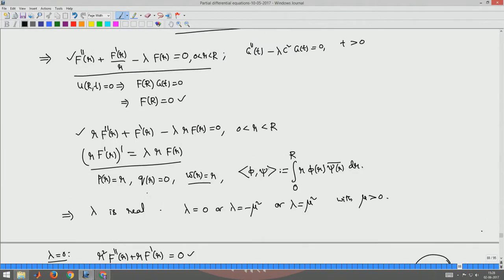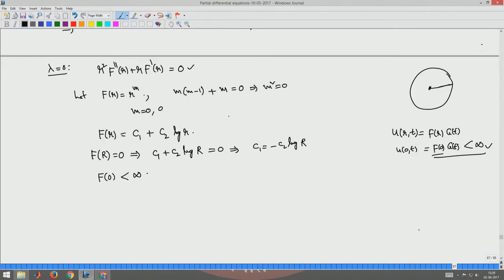So one boundary condition is this, and because r is the singular point, you can give other boundary conditions. This is boundary condition 1, and the other boundary condition is f at 0 and f dash of 0 are finite, because r equal to 0 is a singular point. This is my second boundary condition for the Sturm-Liouville problem.